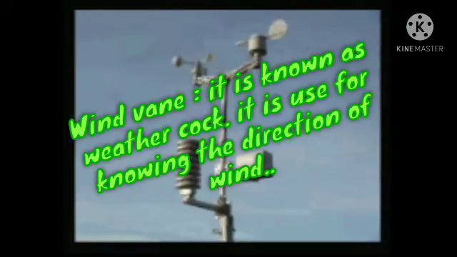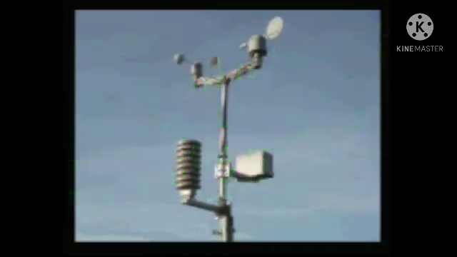Next, we have what's called the wind vane. The wind vane. It is also known as weathercock. And this is used for knowing the direction of wind. Is the wind blowing to the south, to the north, to the west, or to the east? So it's used to detect the direction of wind.